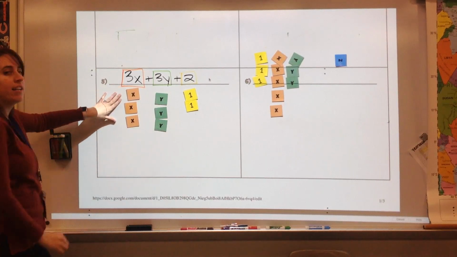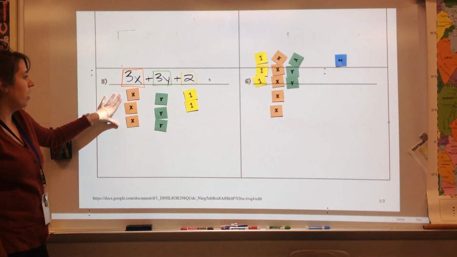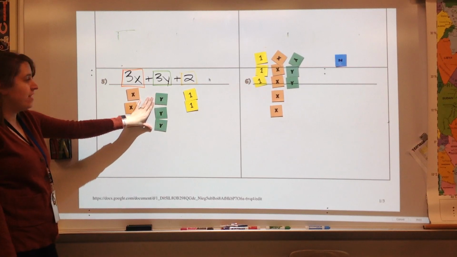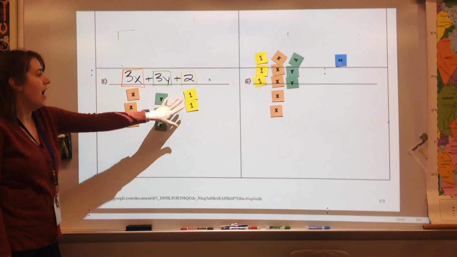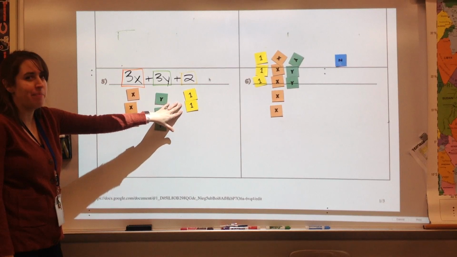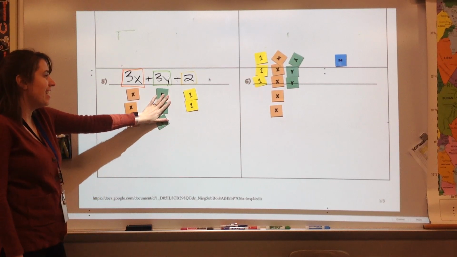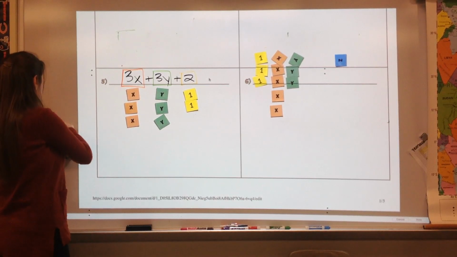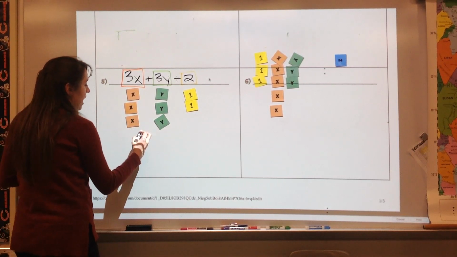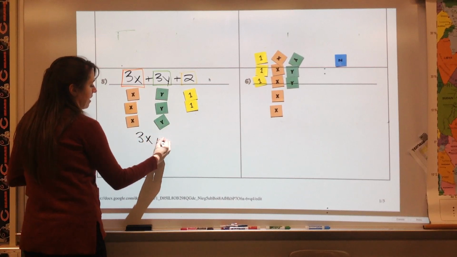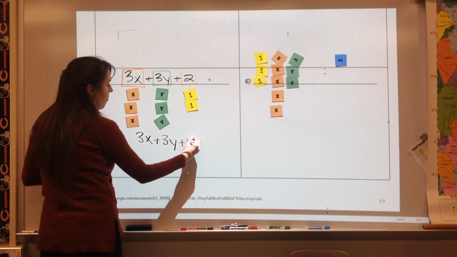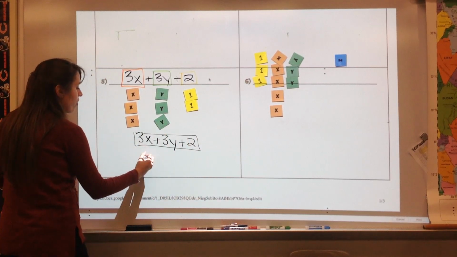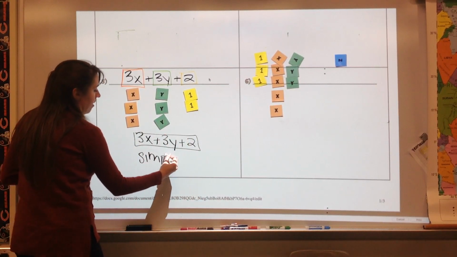So I've got 3 x's. Are there any other x's to combine with? No. I've got 3 y's. Are there any other y's to combine with? No. I've got 2 1's. Are there any other 1's to combine with? No. So in this case, we don't have parentheses and we don't have any like terms. So there's 2 ways that we can write our answer here. We can either write it as the same exact expression, 3x plus 3y plus 2. So that's one way to write it. Or you can just write it as simplified.